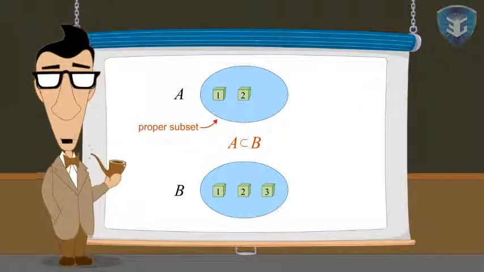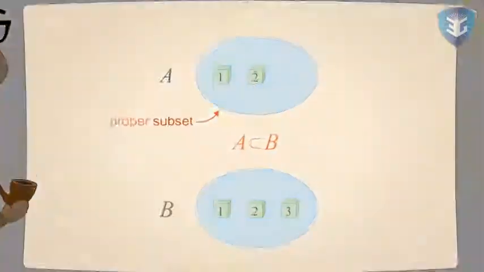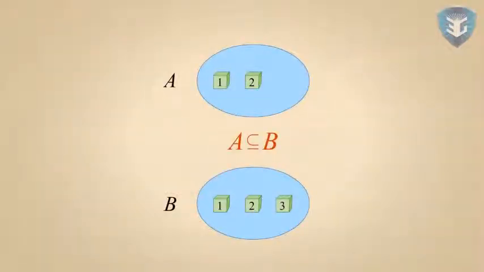In addition to the relation of subset, a set can also be a superset. In any case where set A is a subset of set B, we can also say that set B is a superset of set A. This relation is denoted using the superset symbol, which is the subset symbol reversed. Likewise, if A is a proper subset of B, then B is a proper superset of A.